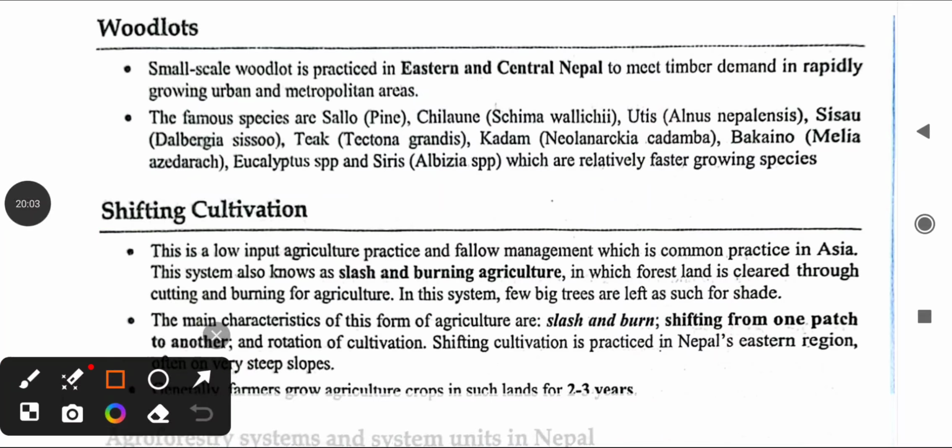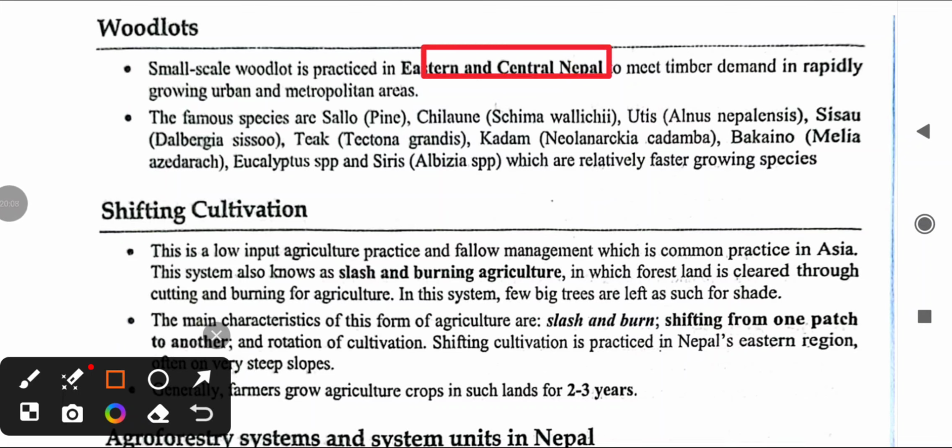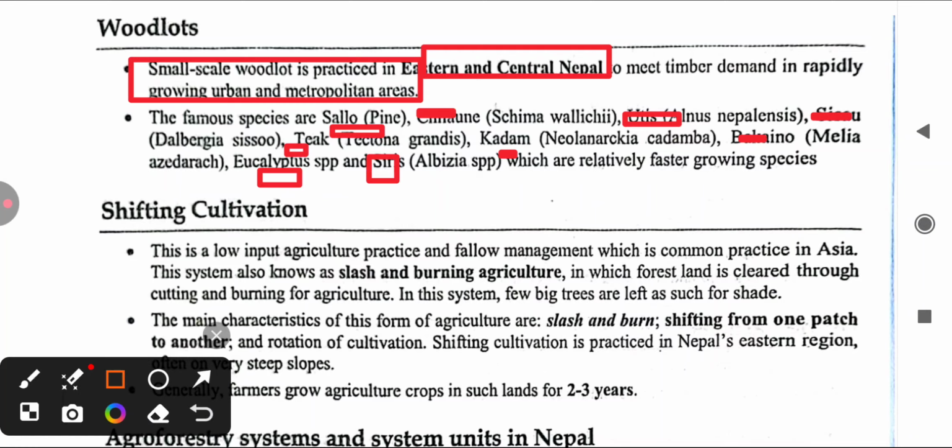Woodlot. Small scale woodlot is practiced in eastern and central Nepal to meet timber demand in rapidly growing urban and metropolitan areas. The famous species are Sal, Chir pine, Uttis, Sisau, Teak, Kadam, Neolamarckia, Kadamba, Bakaino, and Eucalyptus species, which are relatively faster growing species.